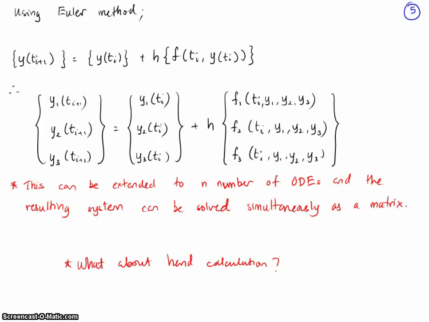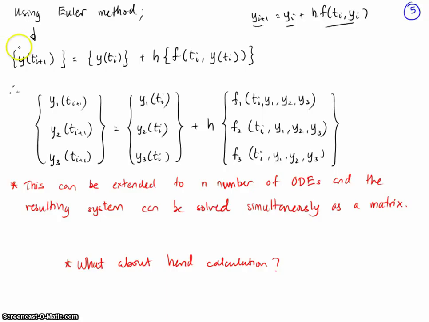So let's say we want to use Euler method to solve this. We know that Euler method, in one-dimensional form, has y_{i+1} equal to y_i plus h times the right-hand side evaluated at i. But if your unknown right now is in vector form, then you can actually rewrite your Euler method in vector form. All this can be easily done with MATLAB.